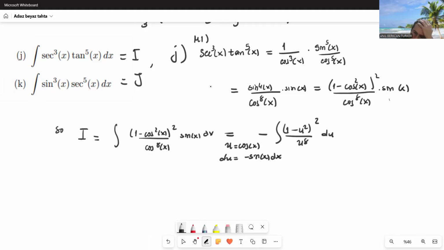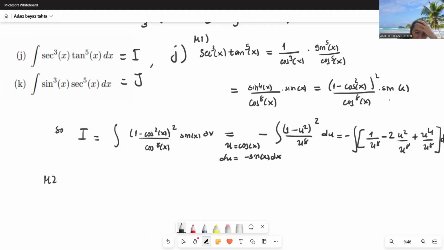Because if you expand this inside, minus integral. Okay, let me expand for you. This is 1 over u to the power 8, or u to the power minus 8, minus 2 u square over u to the 8, plus u to the power 4 over u to the power 8, du. So this is very easy to calculate. It is u to the power minus 8. It is u to the power minus 6. It is u to the power minus 4. Everything is very easy to calculate.